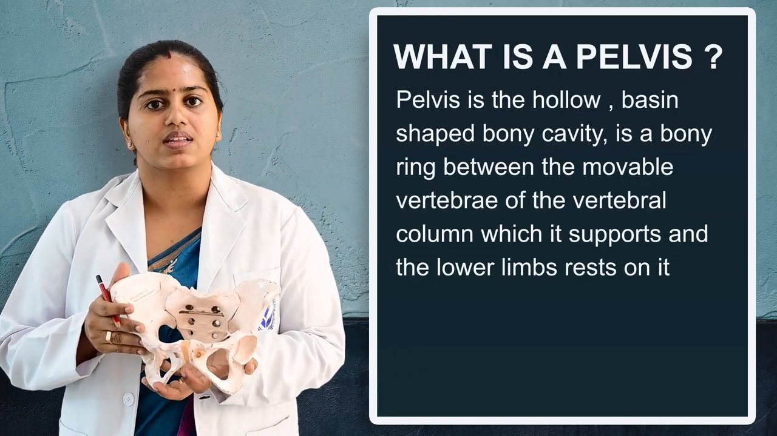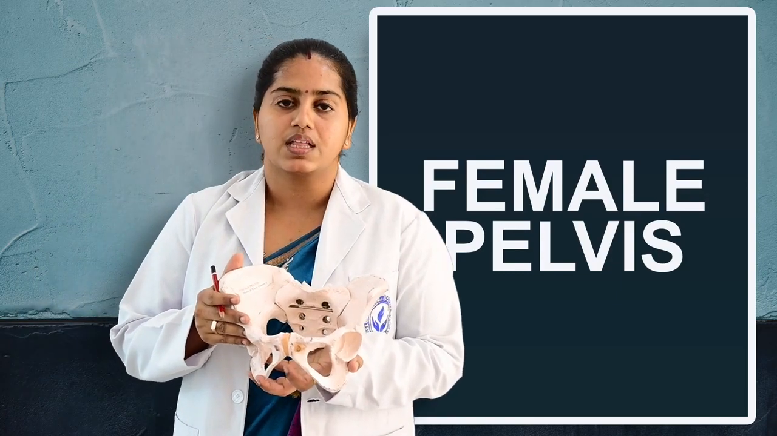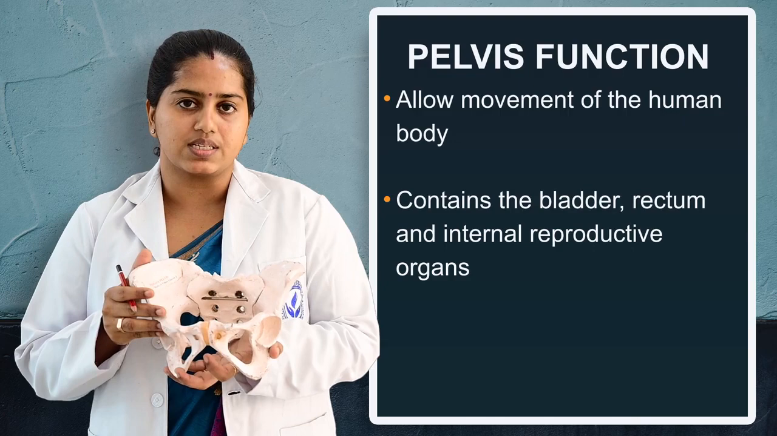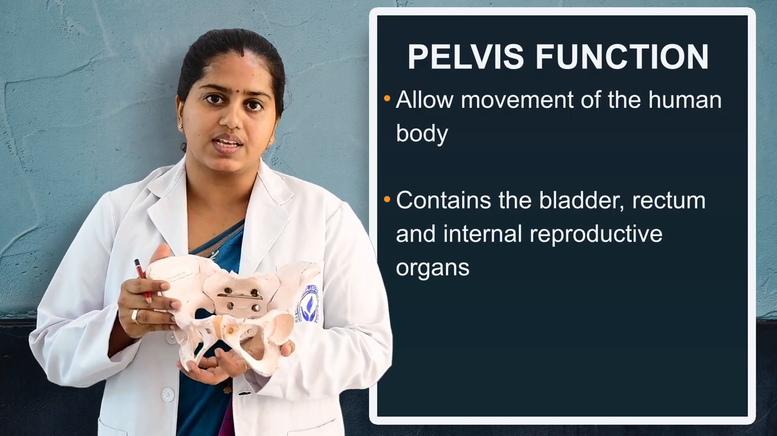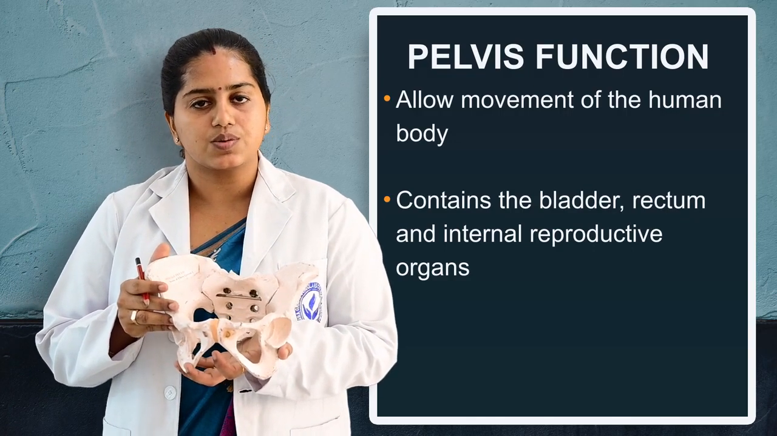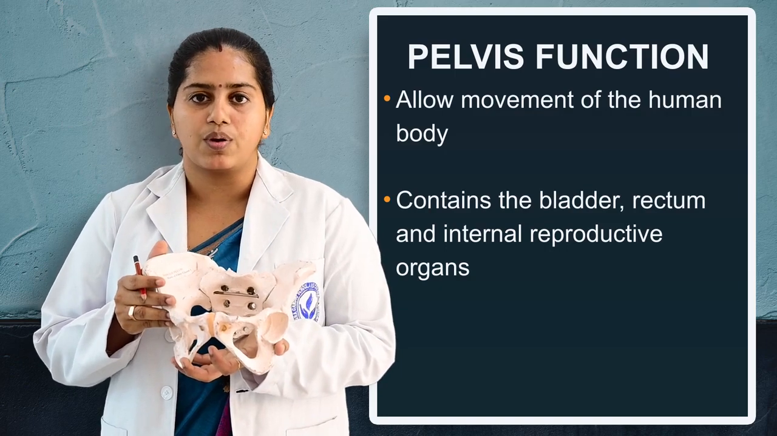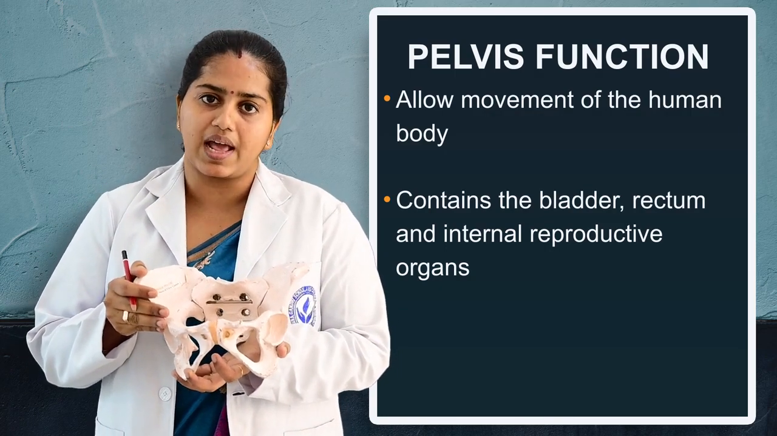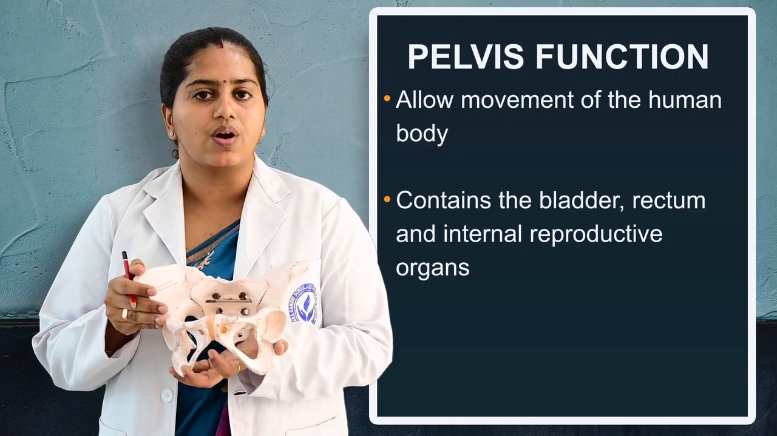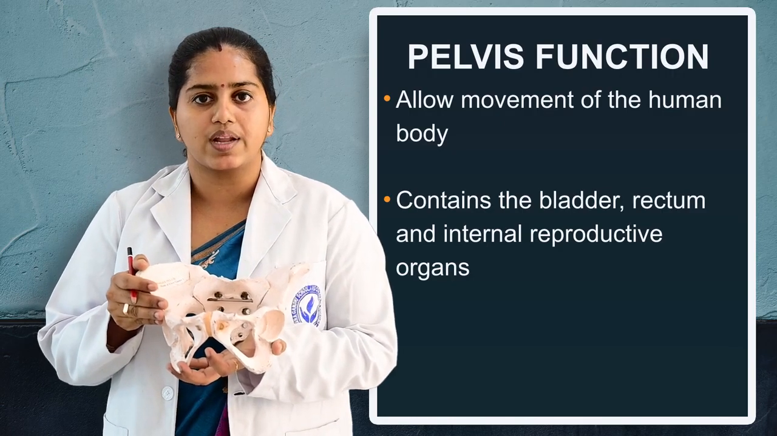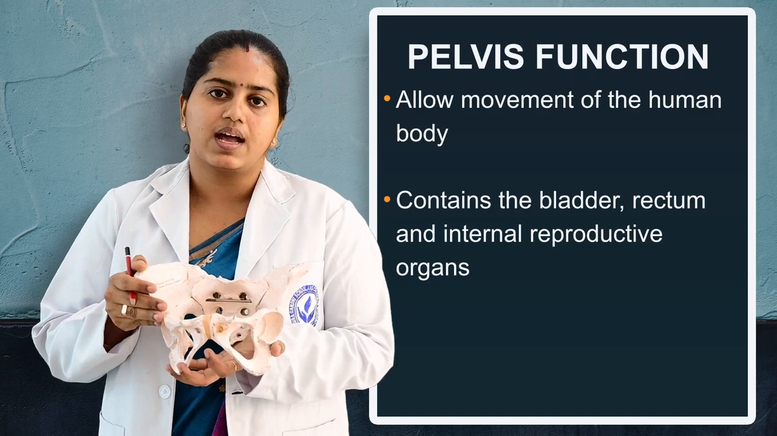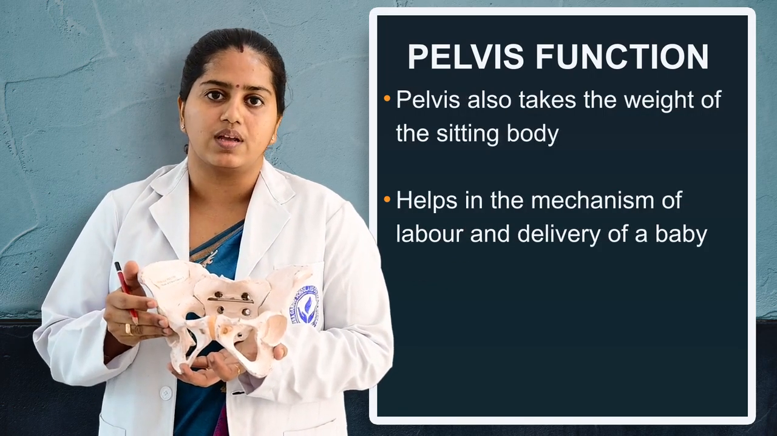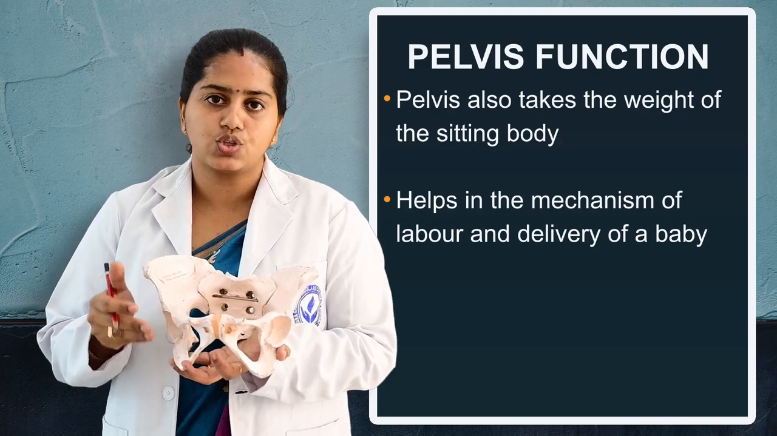Next we will see what are the functions of the pelvis. The primary function of the pelvis is that it allows movements such as walking, running, sitting, jumping. The next function is that it contains the visceral organs. What are the visceral organs? Such as the bladder, rectum and reproductive organs. And it supports and protects the visceral organs. And the third one is that while sitting, it bears the weight of the body with the help of the ischial tuberosity.